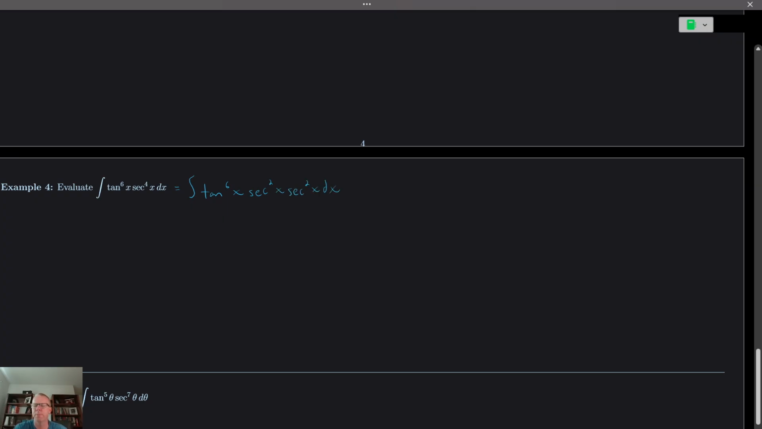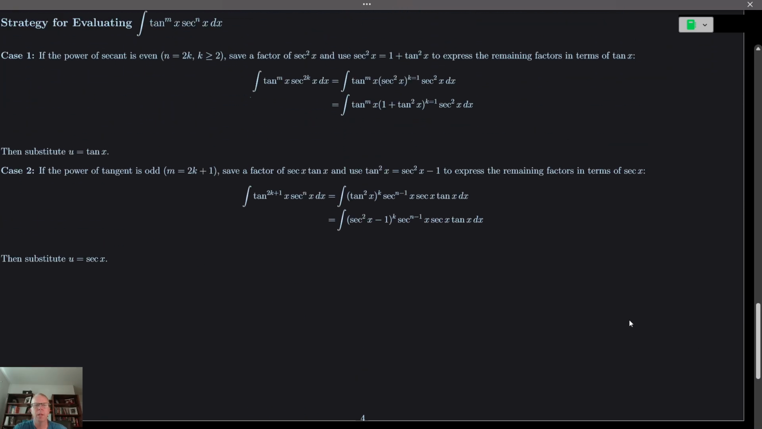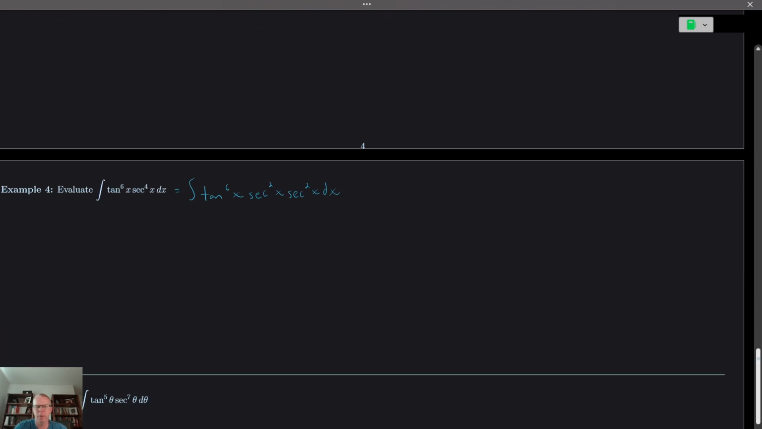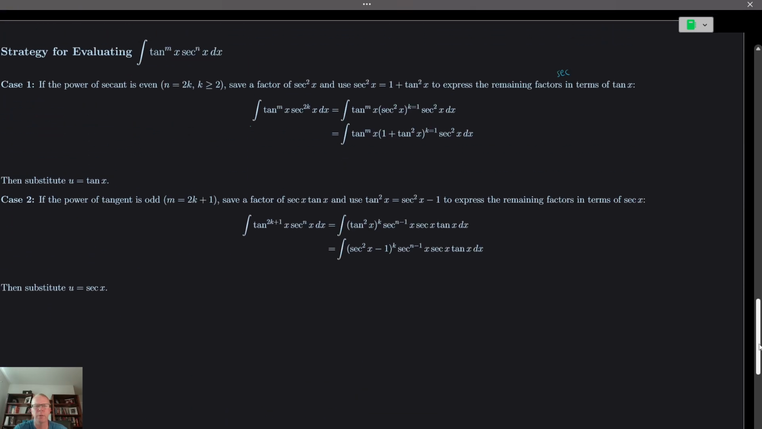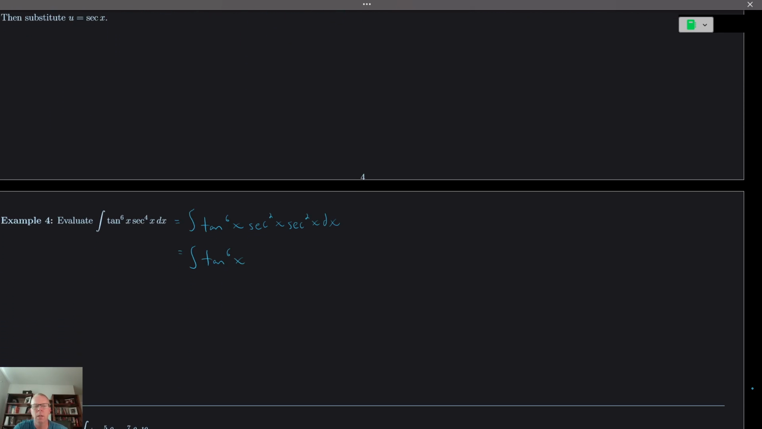All right, so now what do we do? Once we do that, use this identity, secant squared equals 1 plus tangent squared, to express the remaining secant factors in terms of tangent. It doesn't really matter which one you pick, but let's write one of these using the identity. I always have a hard time remembering exactly which way it goes. 1 plus tangent squared x, secant squared x dx.